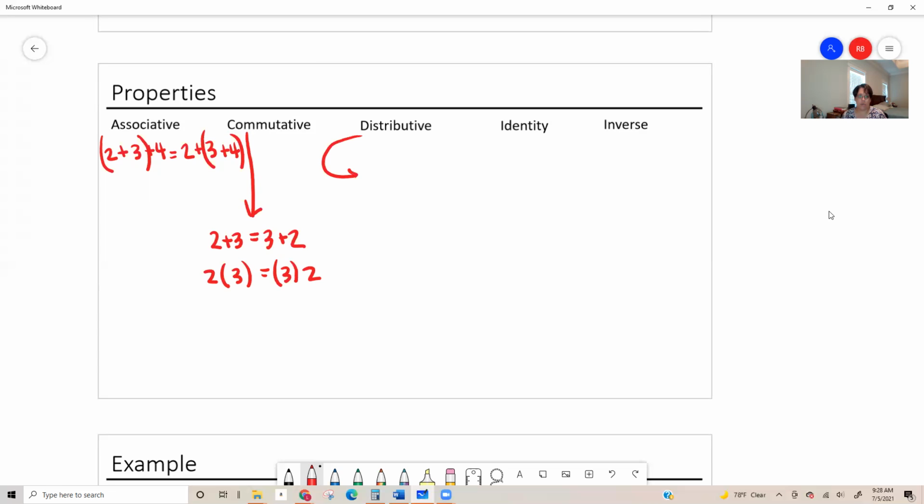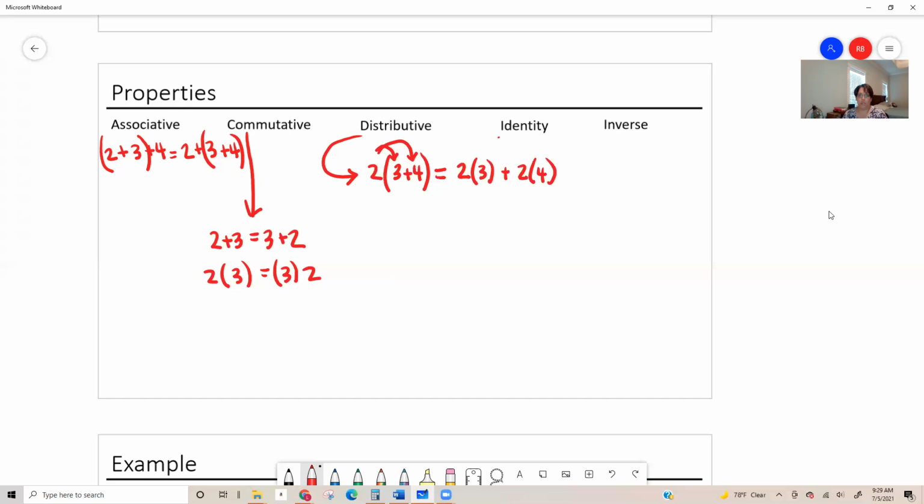Okay. Now distributive. So the distributive property is dealing with multiplication and addition. So let's say that you had 2 times 3 plus 4. Now, what the distributive property says is that this would be the same thing as 2 times 3 plus 2 times 4. Okay, so you distribute. And you'll oftentimes see people draw those arrows.